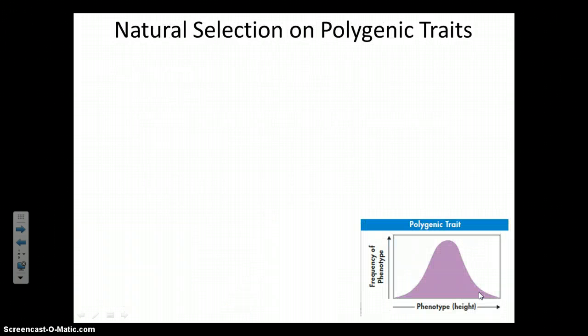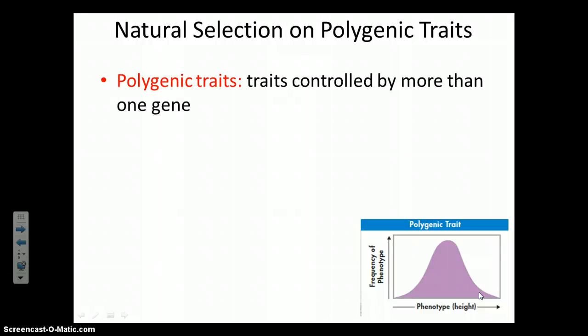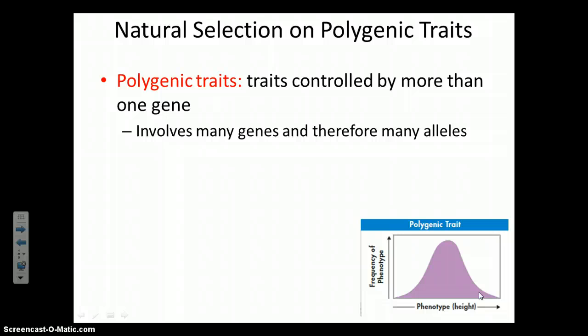But not everything is so simple in terms of phenotypes. Polygenic traits are traits that are controlled by more than one gene. The hallmark of that, or how you can really tell if something is controlled by more than one gene, is whether it has a wide range of phenotypes. If it has a wide range of phenotypes, then it's usually controlled by many genes. Each one of those genes has its own alleles, and so there's lots of alleles that contribute to the particular phenotype.